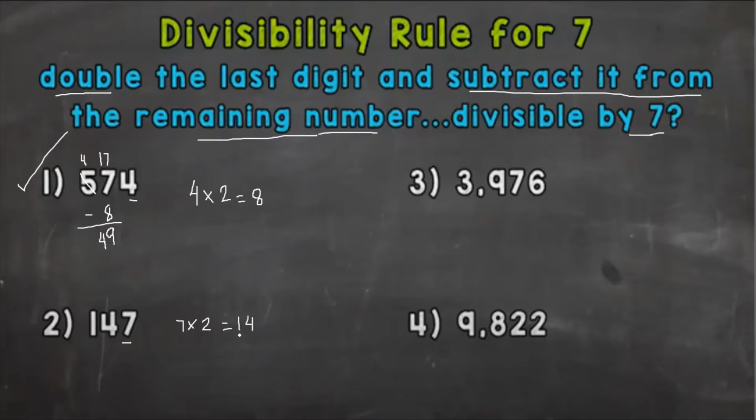And we subtract 14 from the remaining number. What's the remaining number? That's 14. So 14 minus 14, the answer is 0. Now, always remember, Grade 5, that 0 is divisible by any number. Okay? 0 is divisible by any number. So therefore, 147 is divisible by 7. Okay? So that is the rule for 7. Always remember that we need to double the last digit and subtract it from the remaining number.